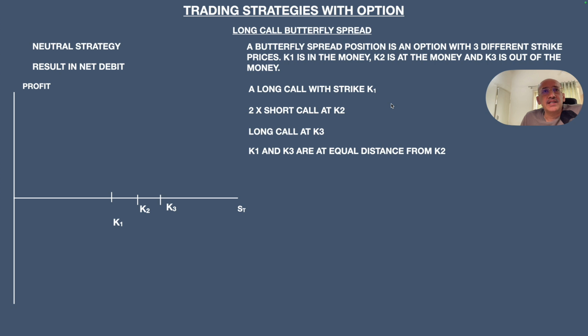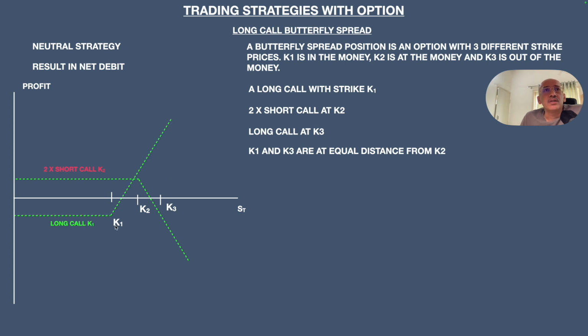Let us see how this strategy looks. First, let us take the two short calls. See, there are two short calls which have been made, and what does it do? Till the time the strike price is below K2, you will keep the premium, but once it goes beyond K2, there will be unlimited loss.